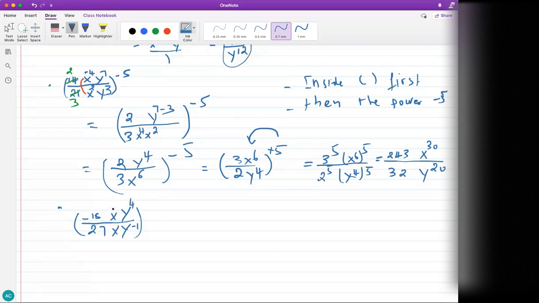And probably, this is an 18. Yes, let me try to fix it. Should be an 18. Okay, here's another one. And let's add in another power here.